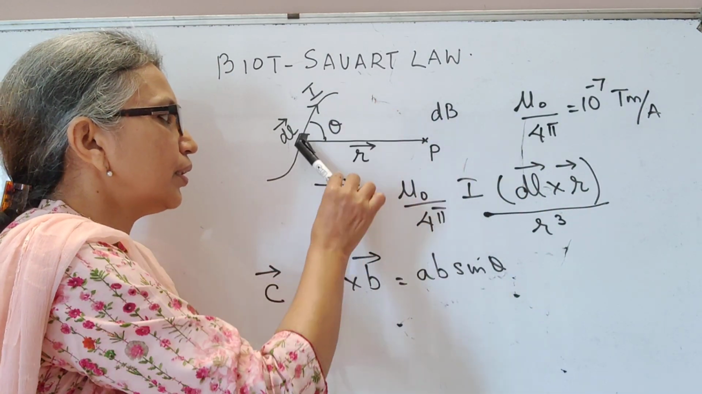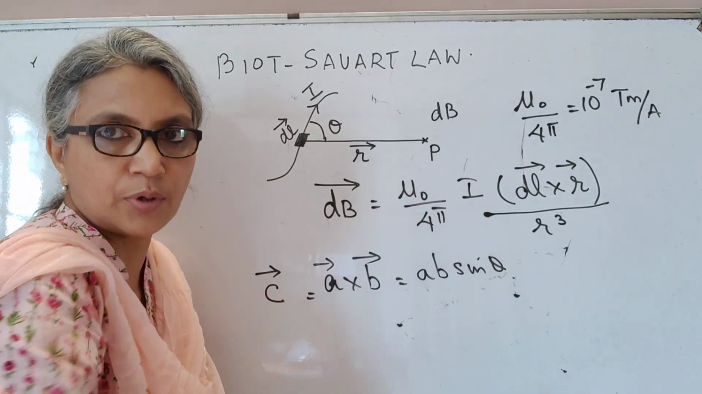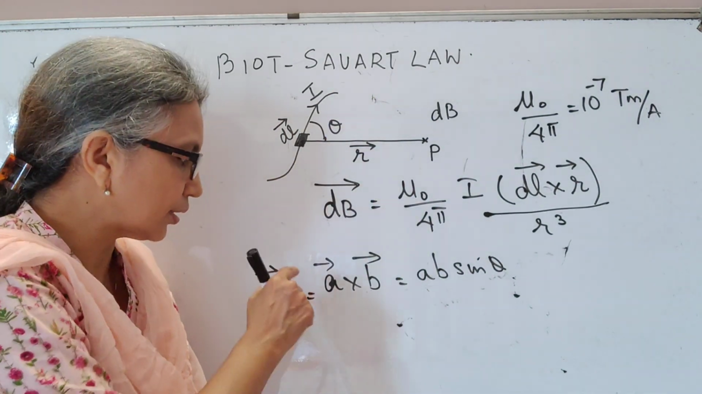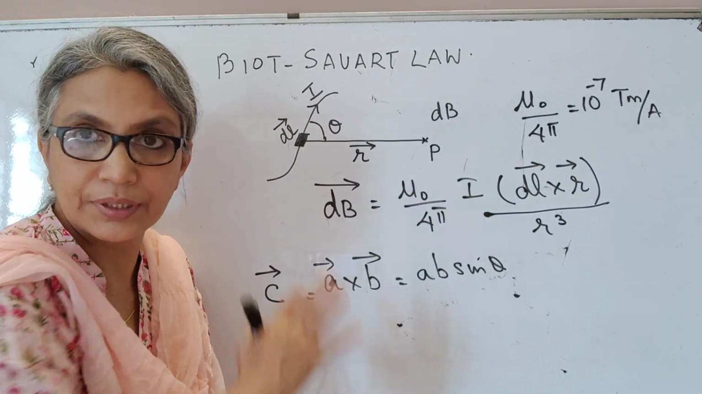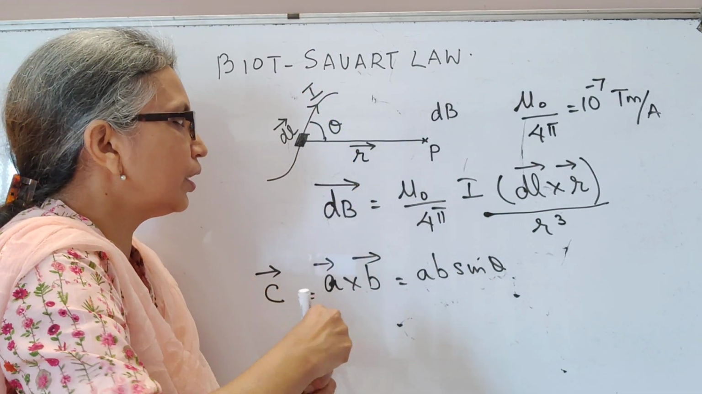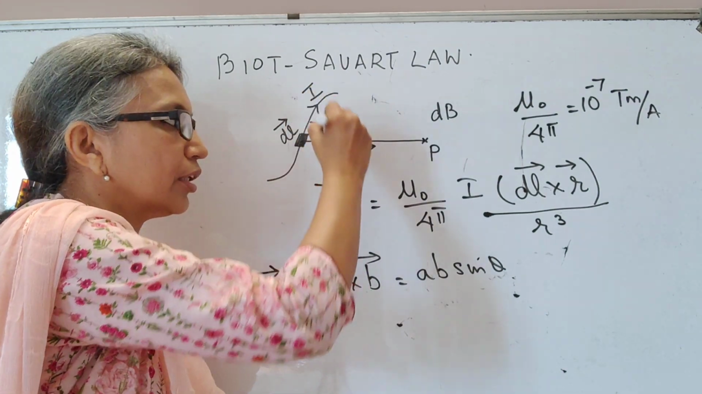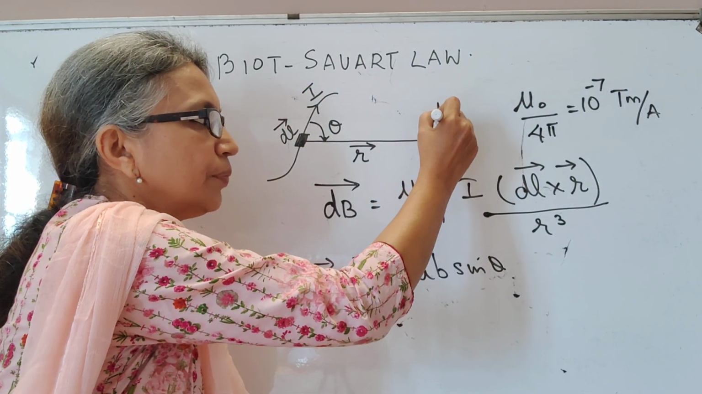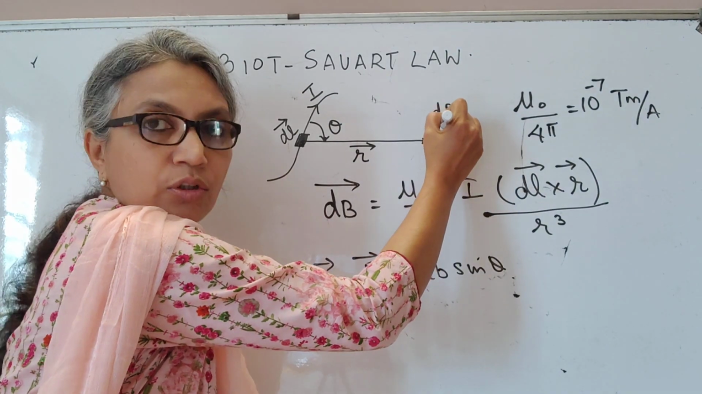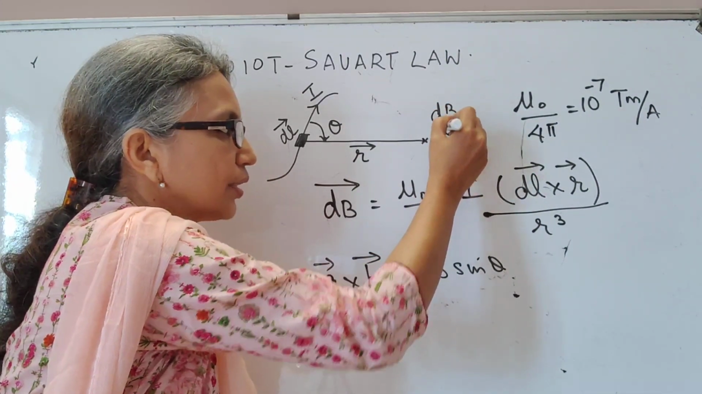You will see dL is here and r is here. dL and r both are in the plane of the board. So that means the resultant dB will be perpendicular to the plane of the board, and as you move from dL to r, can you see we are moving in the clockwise direction, you know that this dB should be perpendicular and inwards. Inwards is always shown with a cross sign like this.